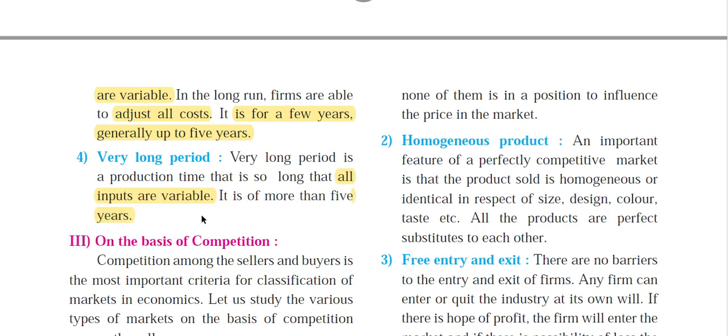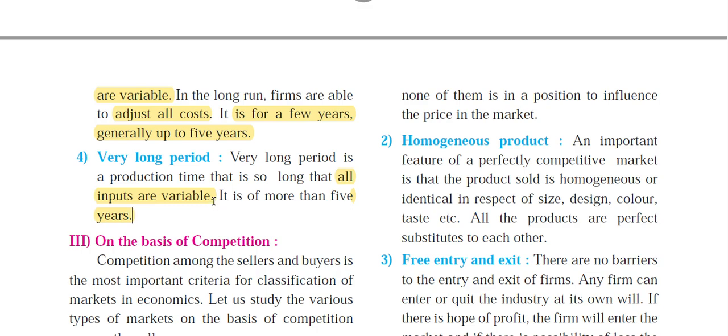Because production time is very long, inputs are variable. I'll give you an example so you can relate to the others as well, that is long, short and very short. The example is a building. A building is produced, constructed in how many years? In a couple of years, like 2 years, 3 years, depending on how many stories the building has.